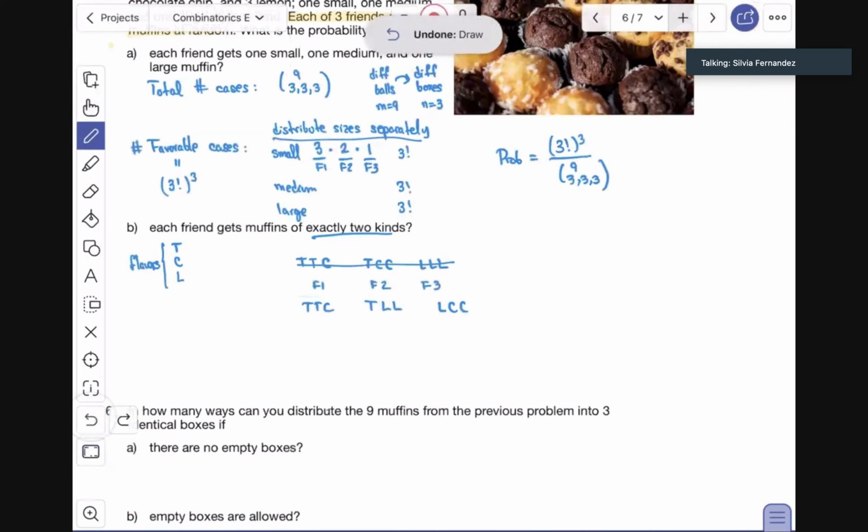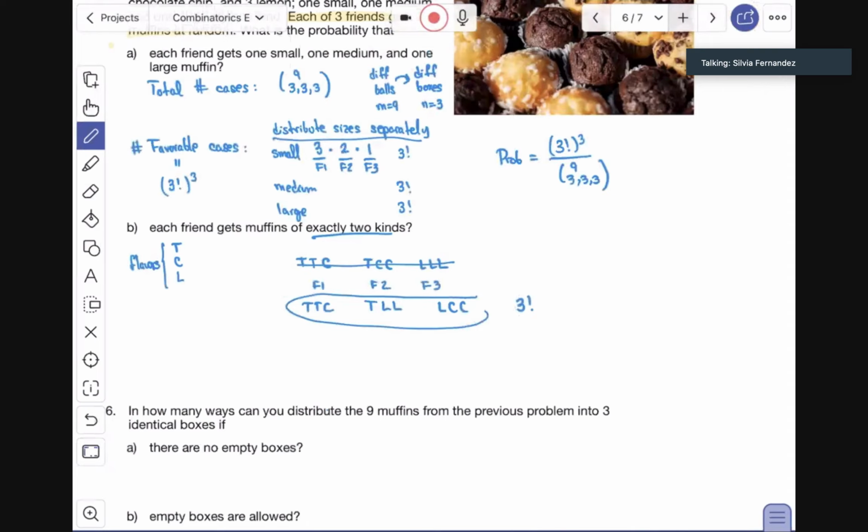Does that make sense? So this is in some order, you know. Maybe it's not friend one that gets two triple chocolate. Maybe it's friend two or maybe it's friend three. But this is the only possibility, just in some order among F1, F2, F3. And therefore, this gives me three factorial ways to see who is the one getting the two triple chocolates and chocolate chip, who gets what of these three possibilities. That gives me three factorial.